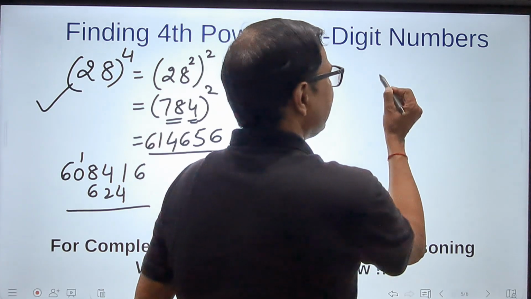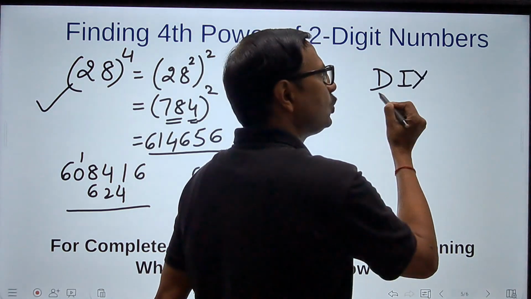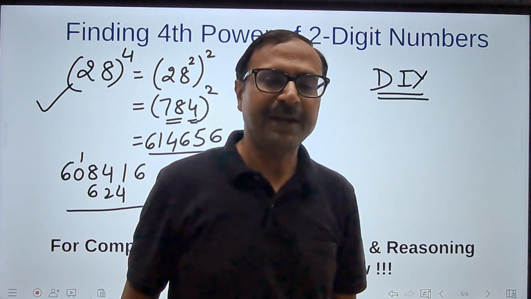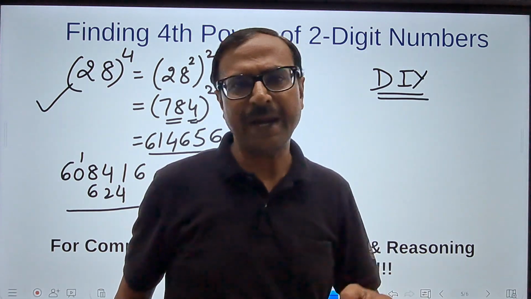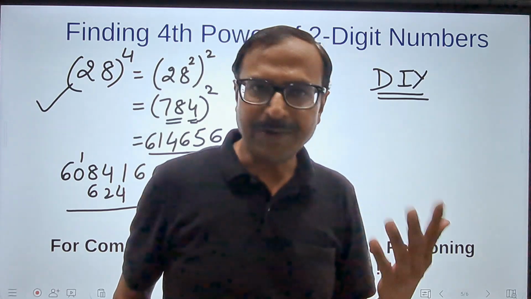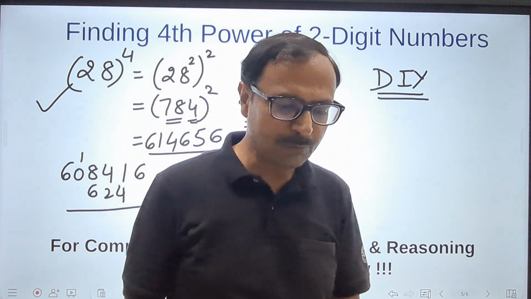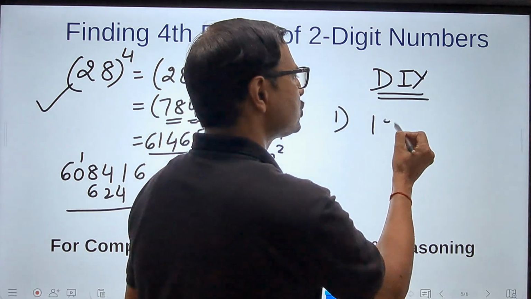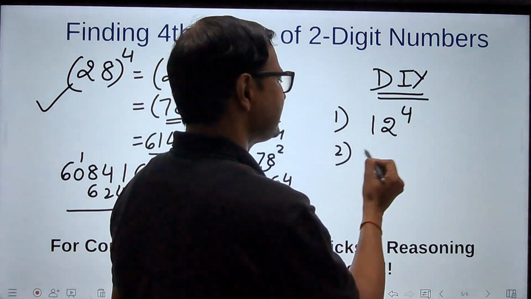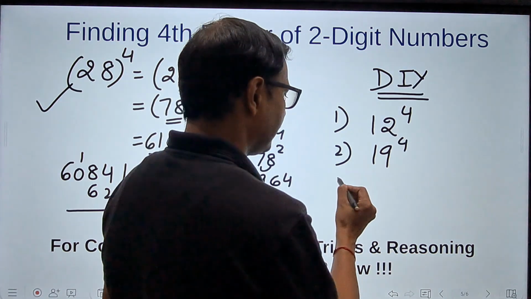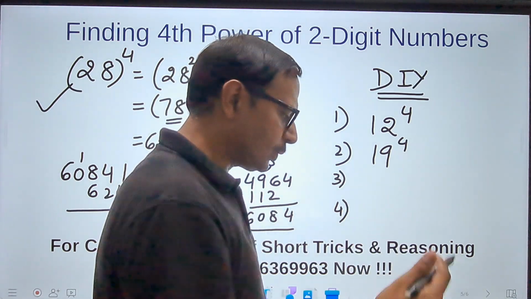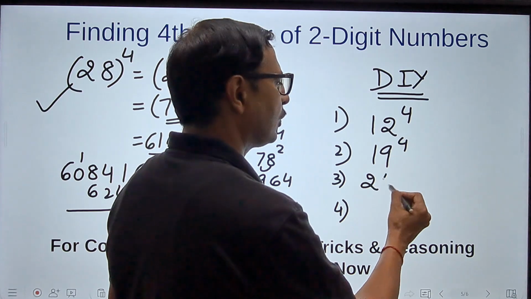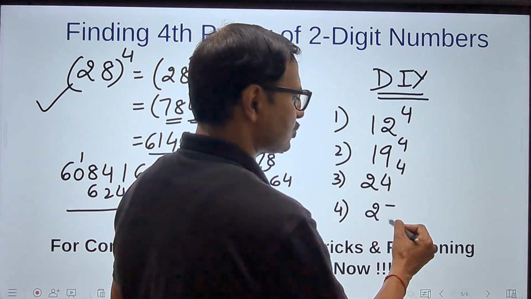So friends, DIY questions, because I need you to practice this concept, and tell me the answers in the comments, okay? And tell me the timing you have taken to solve all these questions. So I'll give you 4 different questions to solve. The first one is 12 raised to power 4. The second one is 19 raised to power 4. The third and the fourth one will be in the 20s, obviously. Let's take 24 raised to power 4 and 27 raised to power 4.